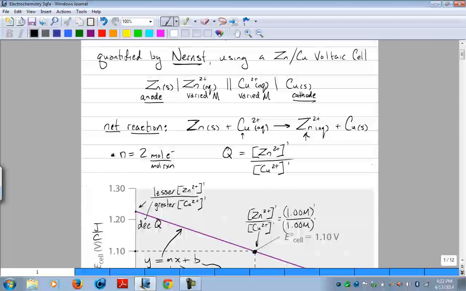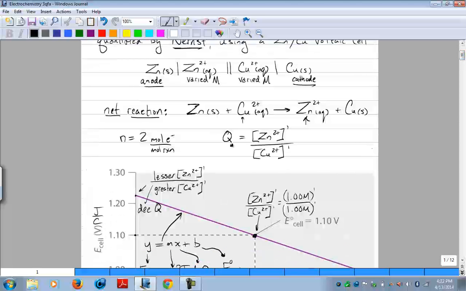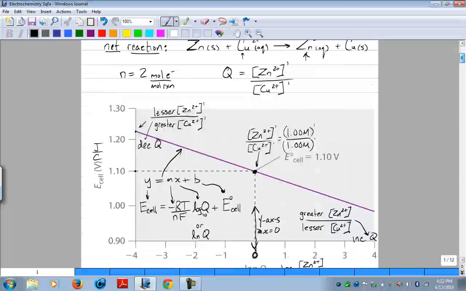For that redox equation as written, there are 2 moles of electrons exchanged per mole of reaction, as can be seen by the half reaction method. Q, the reaction quotient, is whatever the concentration of the products are at a given moment divided by the concentration of the reactants. Both from the equation are to the first power, and the solids do not show up in the Q expression.